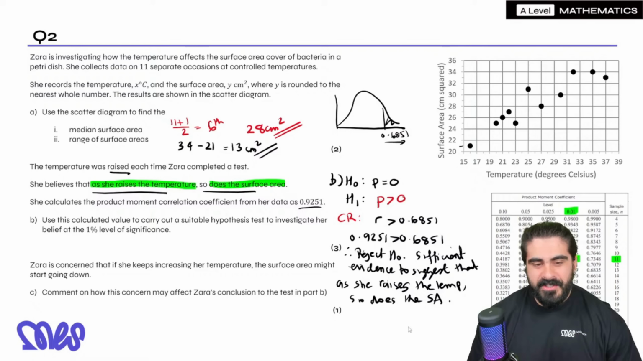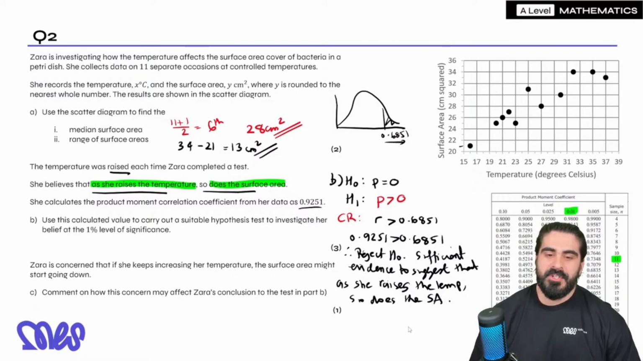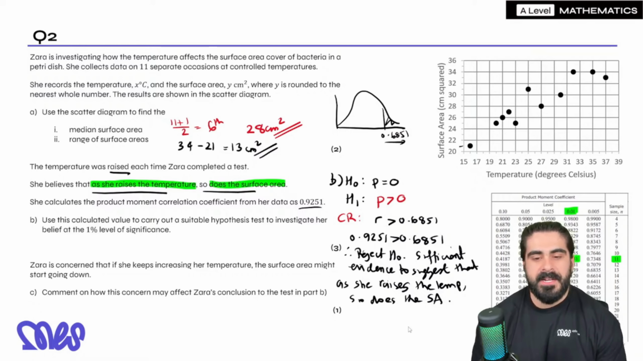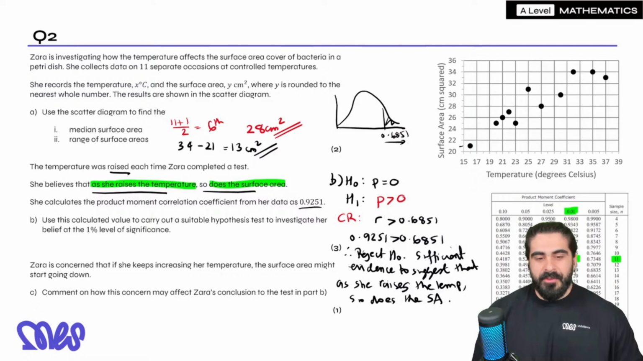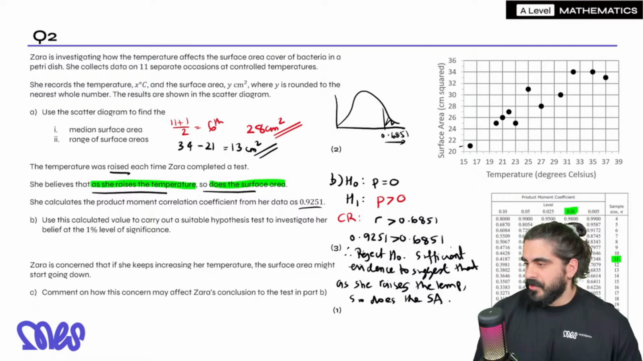All right, it says Zara is concerned that if she keeps increasing her temperature, the surface area might start going down. Comment on how this concern may affect Zara's conclusion to the test in part B. How this concern will affect the conclusion. So won't be strong enough correlation. Yeah, so exactly.